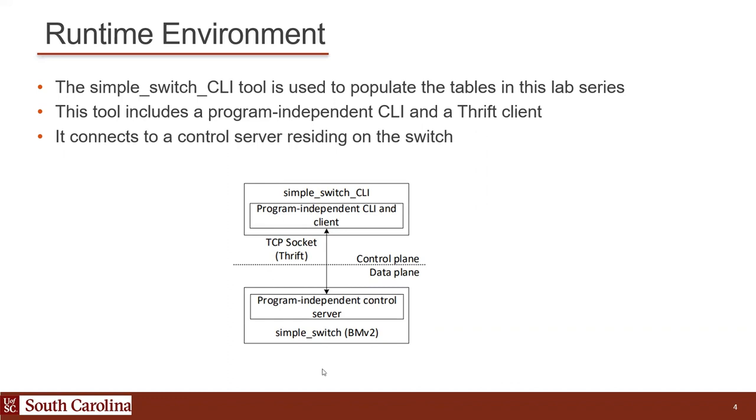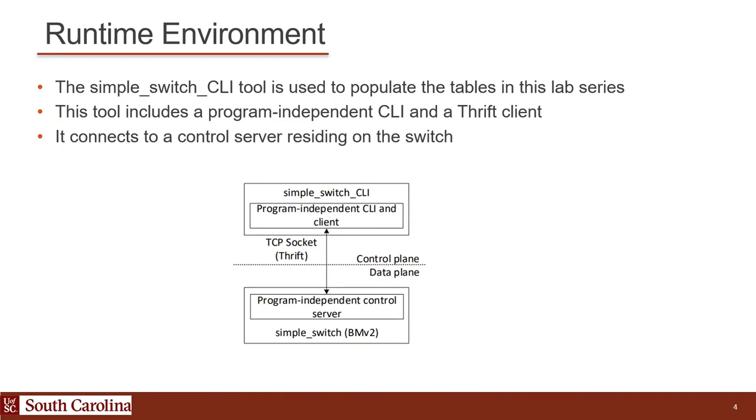And if you look at this diagram here, we see that in the data plane at the bottom, we have simple switch, which is the target of BMV2. And in that switch, we have a program independent control server. So there's a server that is running there. And then from the control plane side, we have the same thing, but it's a client. And this client will connect to the control server and basically call these APIs to manipulate the tables.